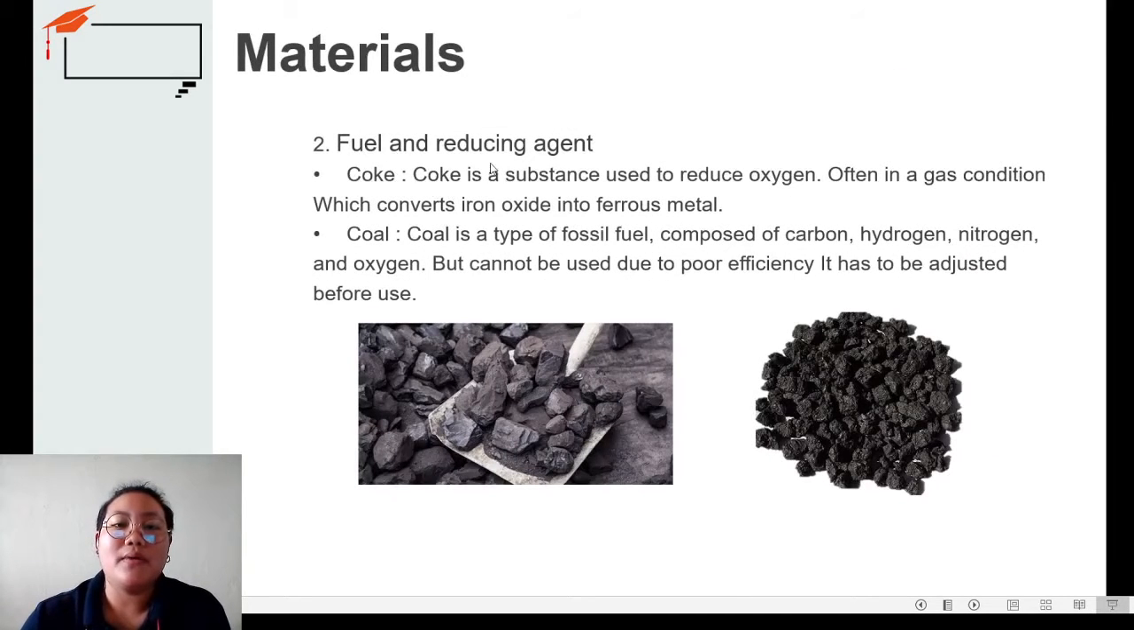2. Fuel and reducing agent. Coke. Coke is a substance used to remove oxygen, often in a gas condition, which converts iron oxide into ferrous metal. Coal. Coal is a type of fossil fuel composed of carbon, hydrogen, nitrogen, and oxygen, but it cannot be used directly due to poor efficiency; it has to be adjusted before use.